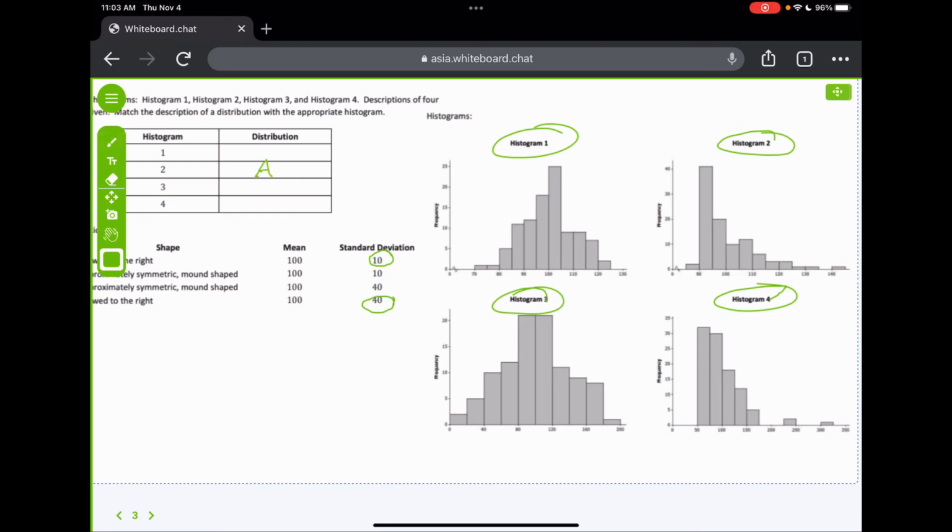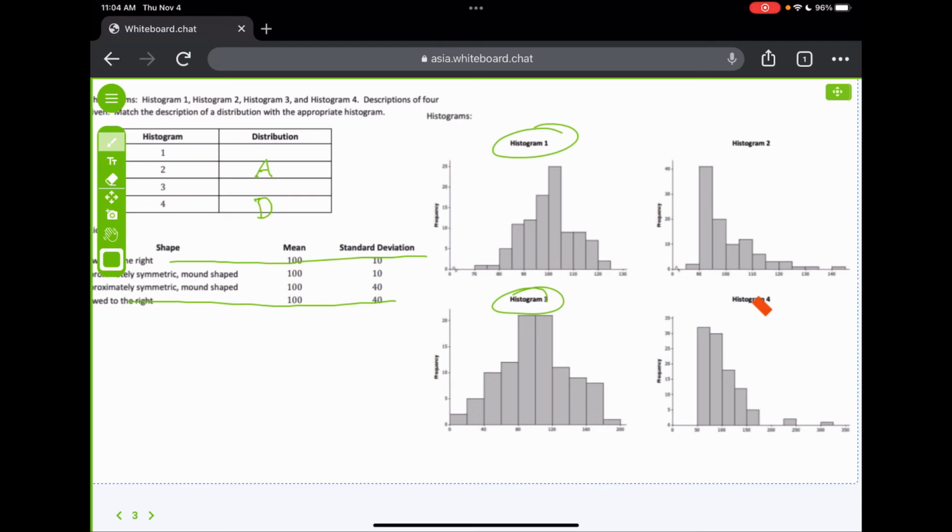Histogram 4 is going to be D. All right? So that's got rid of those, so we can actually just mark those out. Now we're looking at only the ones that are mound shaped. So that would be 1 and 3. And once again, you have a standard deviation of 10 and 40.